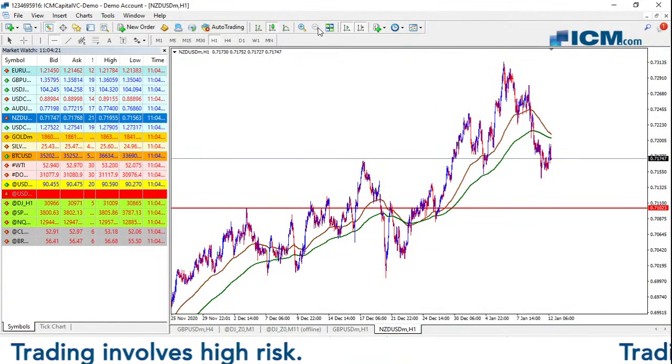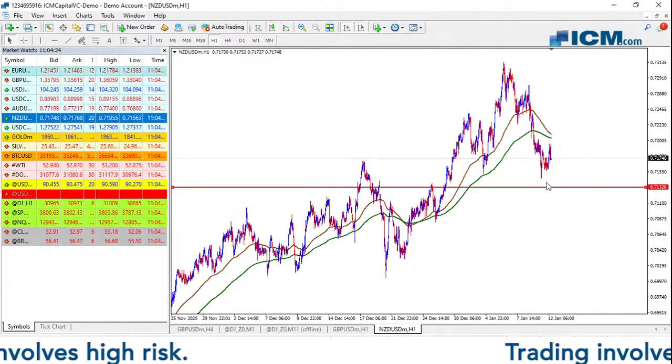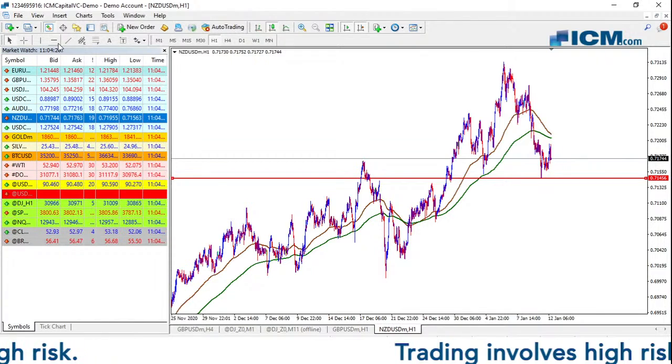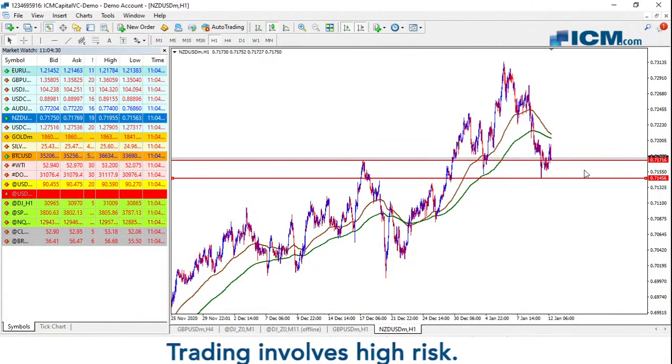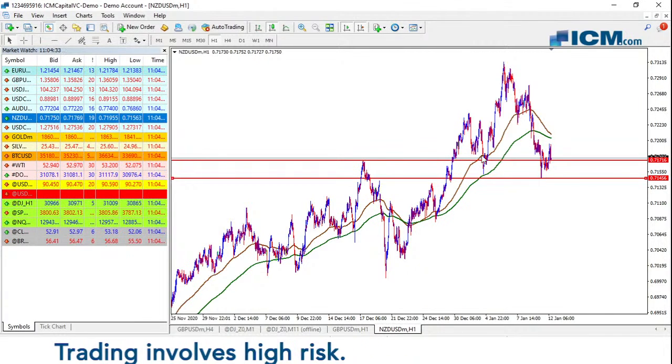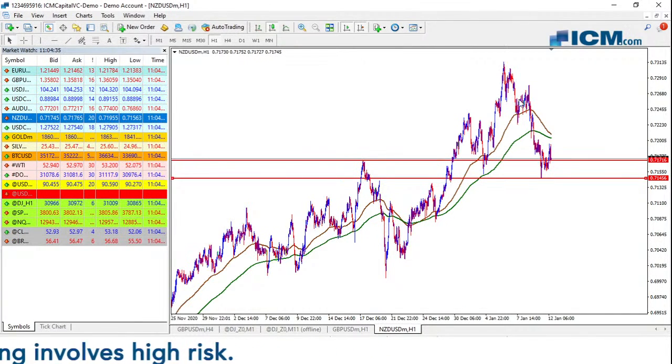You can just move to the hourly chart in order to have a better look. So this area here is just holding. Watch out for a possible break. 71.40, 71.70 is just a key area for buyers. Previously, we had a bounce from this area here.